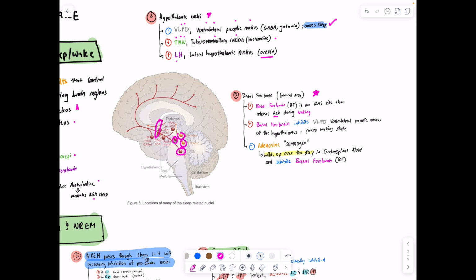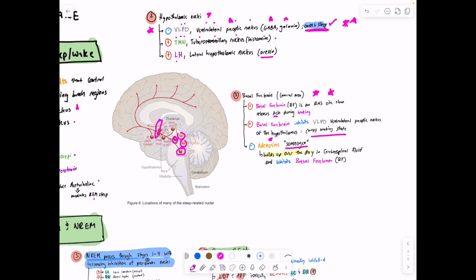It is going to release acetylcholine during waking. It's going to inhibit this pro-sleep nucleus, the VLPO, which causes sleep overall and releases GABA and galanin. But the basal forebrain is going to cause the waking state, and then VLPO is going to overall cause sleep. Okay, so this one's actually important to know, and basal forebrain is important to know. Basal forebrain is going to inhibit this guy, and then finally we have this chemical adenosine, which is our somnogen, just a general term for a substance that puts you to sleep.